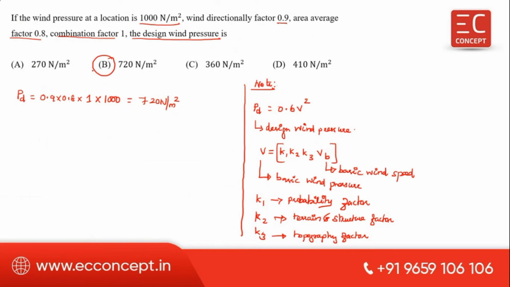Understood? But here the answer is 720. If given, then simply multiply and you will get the answer. But the actual procedure is this. If you use the actual procedure, then you won't get the answer. So that is the thing.